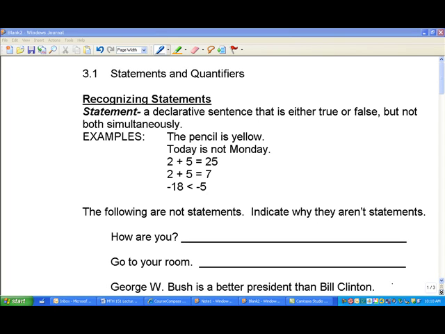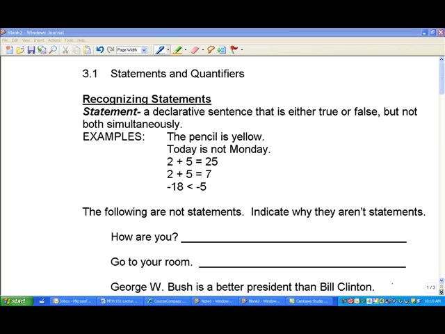Today we're taking a look at section 3.1 on statements and quantifiers. In chapter 3 we have moved into talking about logic, and in this case we're talking about logic as it applies to mathematics. So, statements and quantifiers. First of all, let's talk about what we mean by a statement. A statement is a declarative sentence that is either true or false, but not both simultaneously.